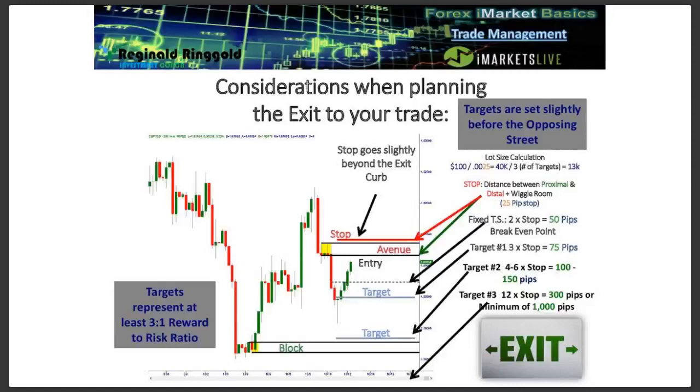All right. The dotted line is our break-even point. That means from my entry to that dotted line, the trade has worked. It moved in my favor.